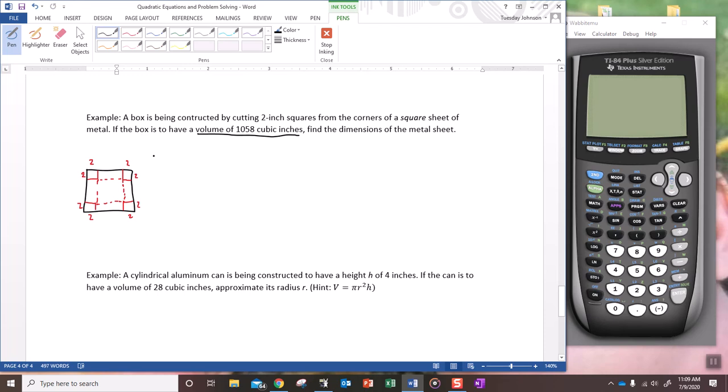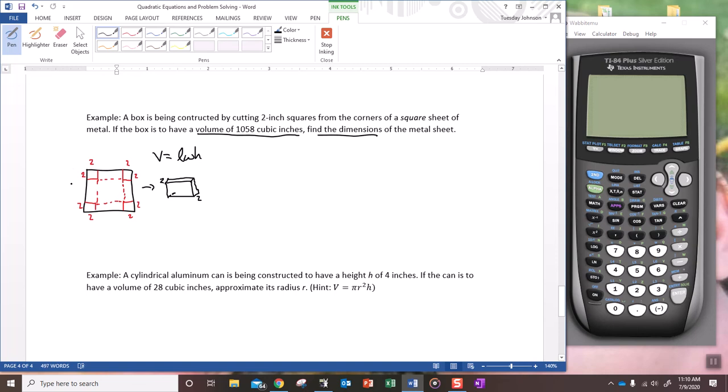The box has a volume of 1058 cubic inches. So volume of a box is length times width times height. When I fold this up, this square area, I'm going to have to think about how I'm folding this. There we go. If these are the 2 inches, we need to find the dimensions. So let's make some dimensions.